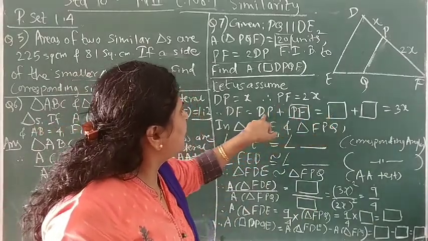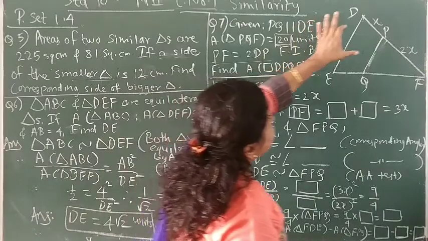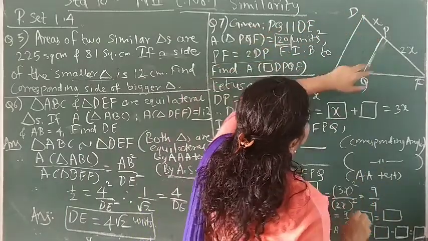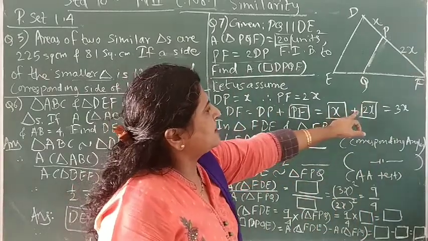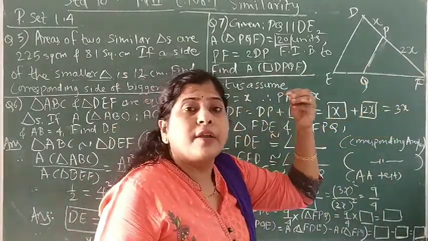Now, therefore, what is DP? DP we have assumed is what? X plus PF, it is 2x. See how much easy it is. So x plus 2x we got, it is 3x. It is already given 3x.